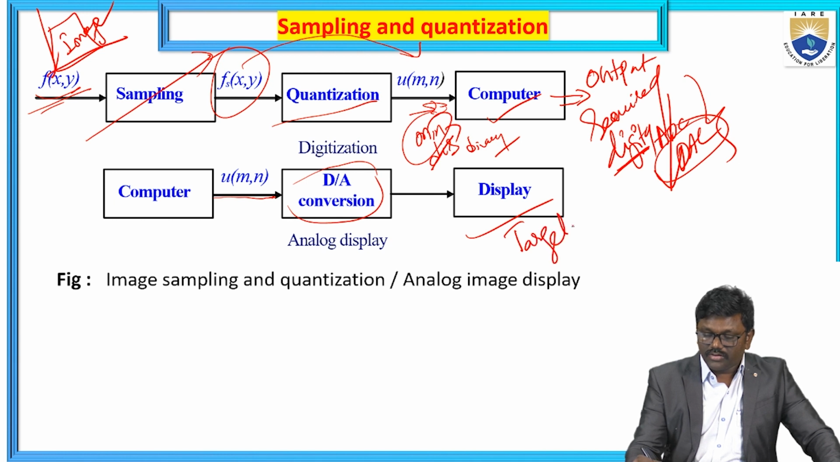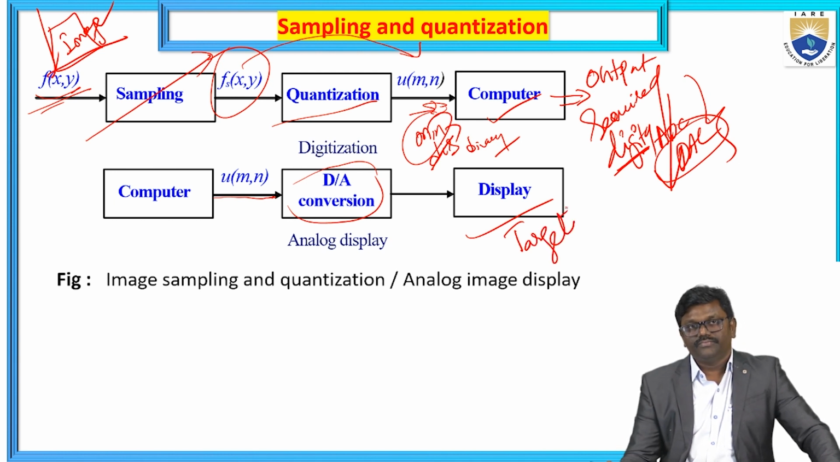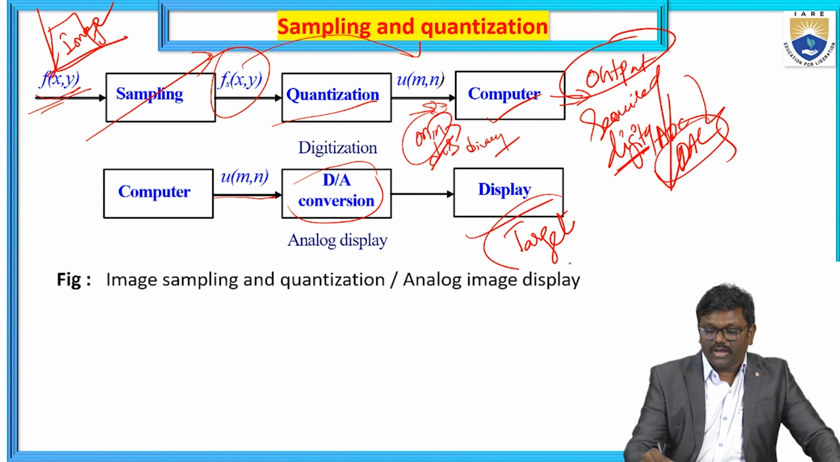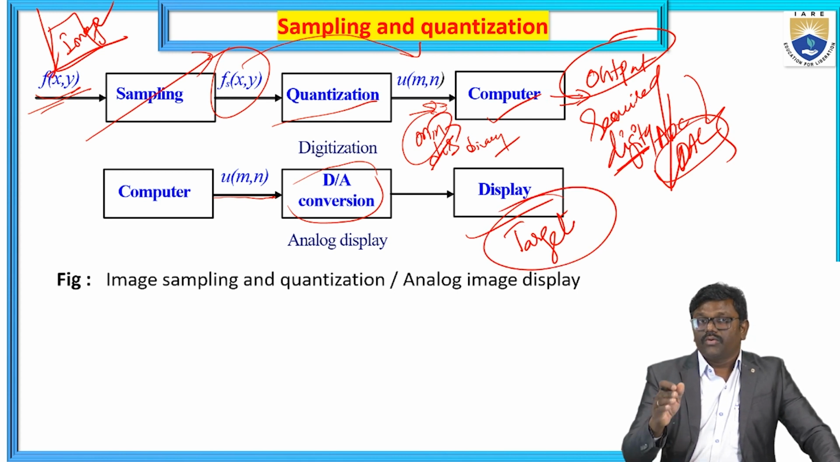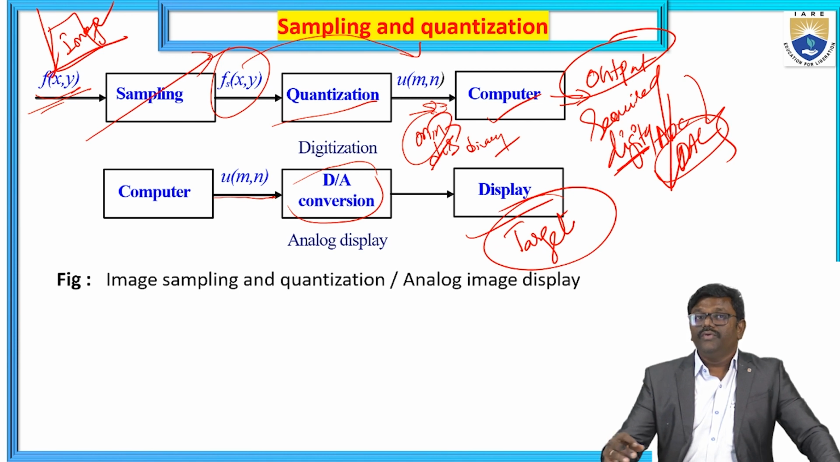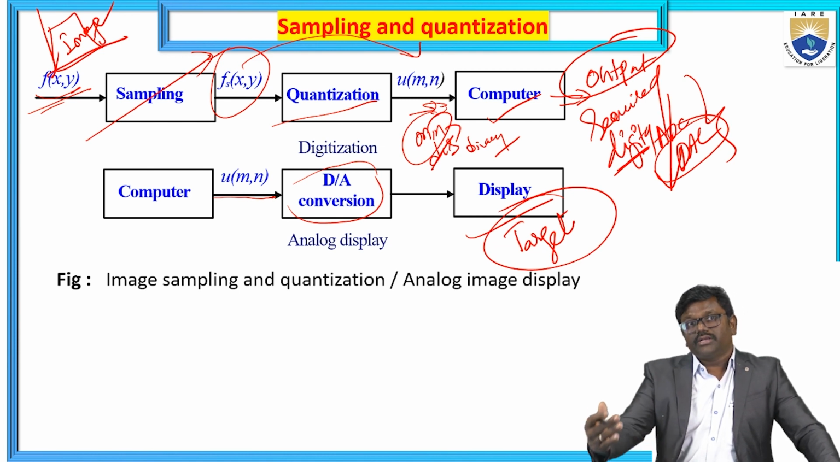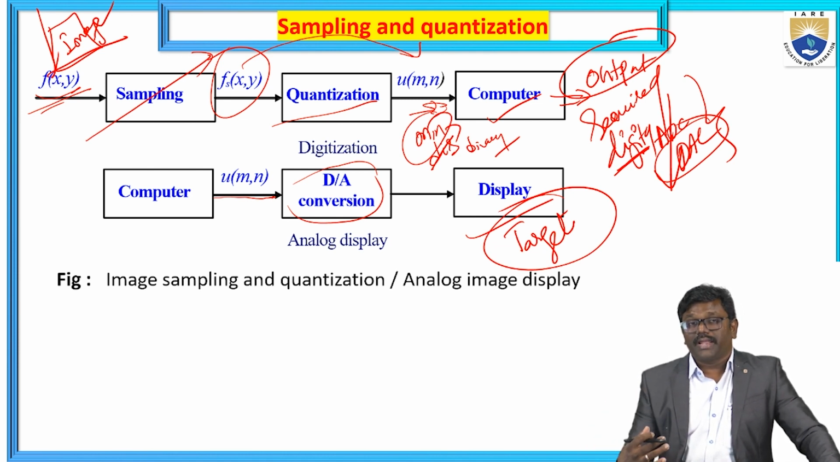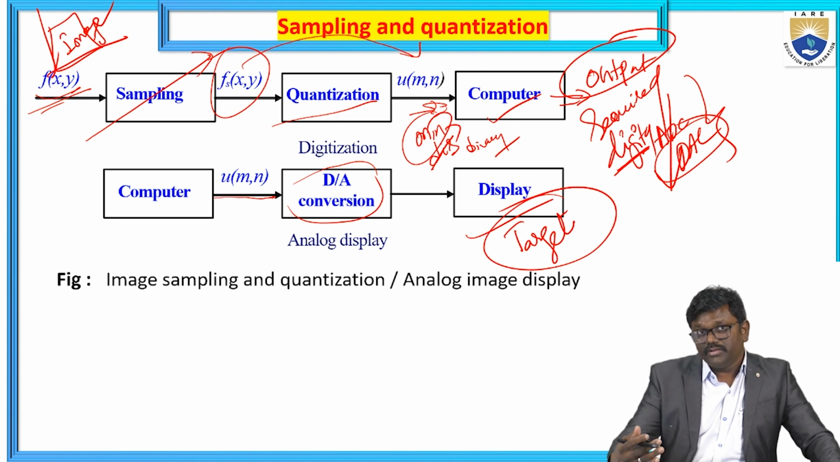This one is your target value. Here is output. Here is target. The output of the computer, which is using the sampling and quantization process, will give you your output. But that output is in terms of a discrete process, in terms of digital, which cannot be used in real world applications. So we have to use that again in terms of analog. That means you have to convert digital to analog.